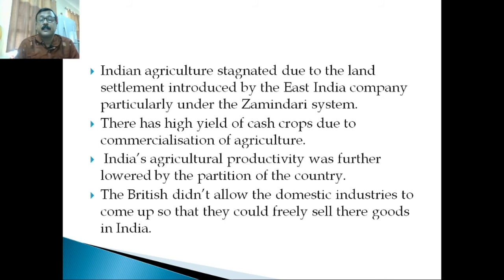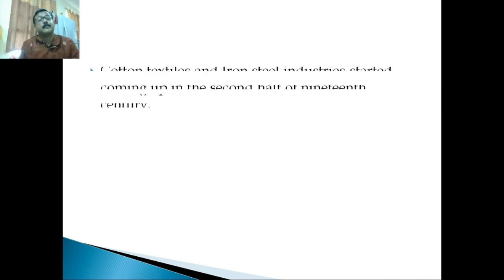India's agricultural productivity was further lowered by the partition of the country. Due to the partition, a lot of area that was cultivating jute and other crops went to either Pakistan or Bangladesh. So that was also one of the major reasons why the Indian economy suffered during the British period.